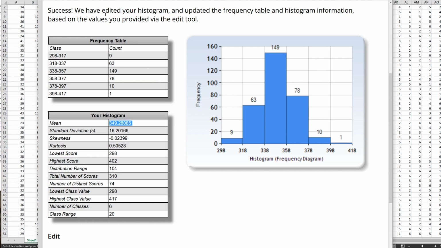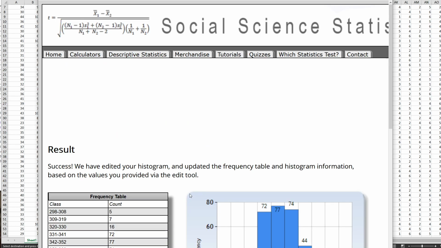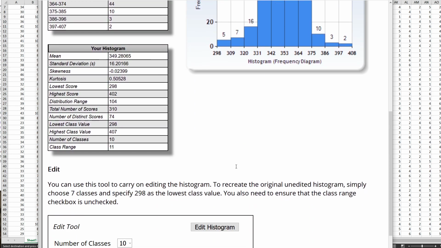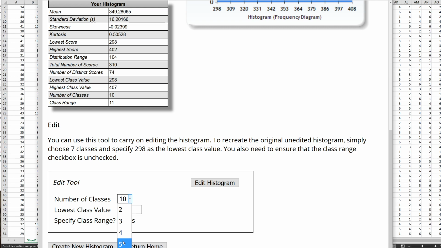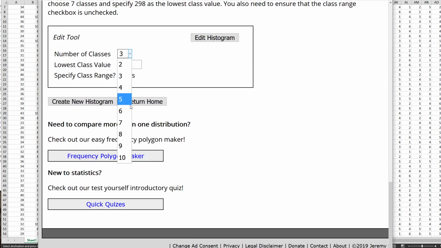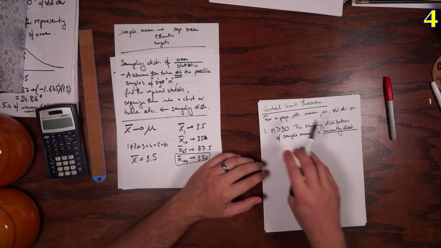And this is pretty normal. Now again, I could say, hey, I want 10 classes, and look at that. That is pretty normal. Now if I want to get 3 classes, again, this is very normal looking, right? So this idea is spectacular.